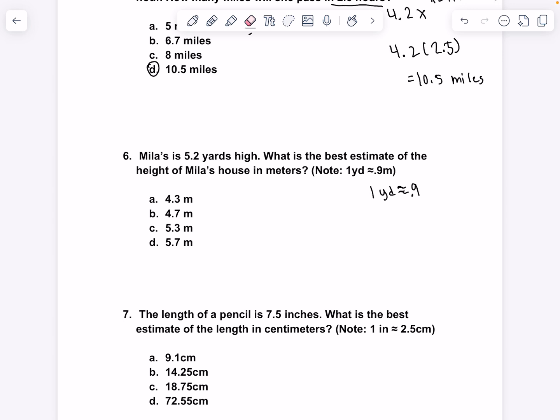So that means that if it's 5.2 yards, we would multiply by 0.9. So 5.2 times 0.9, and that will give us the number of meters, and that would be 4.7. So the answer would be B.